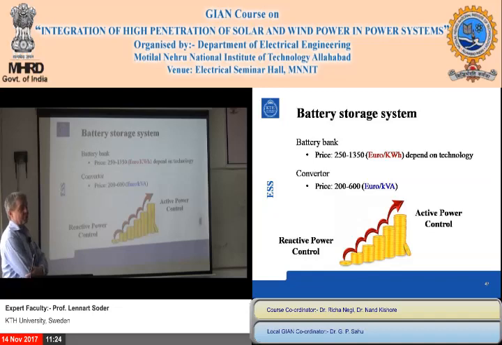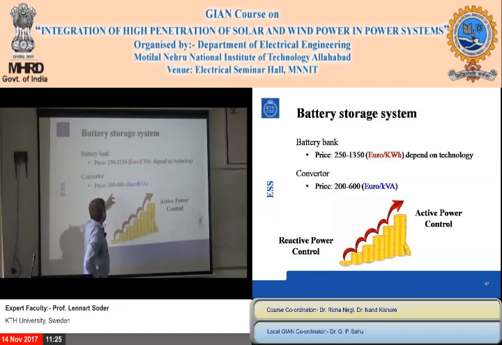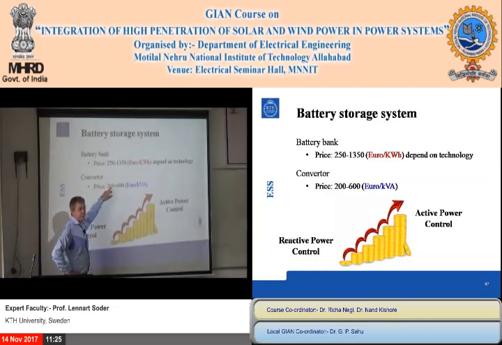The issue is that a converter costs around 200 euro per kVA, while a battery costs 250 euro per kilowatt hour. Okay? Assume you want 1 kVA during 1 hour. Of course, then you need 200. This you can use the whole year without any problem. There are no operation costs, anything like that. You can use it 8,760 hours a year if you install this one. How long can you use the battery? It depends on the battery size.